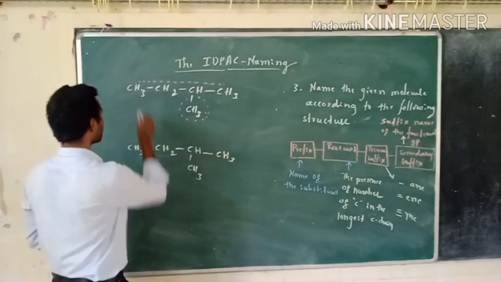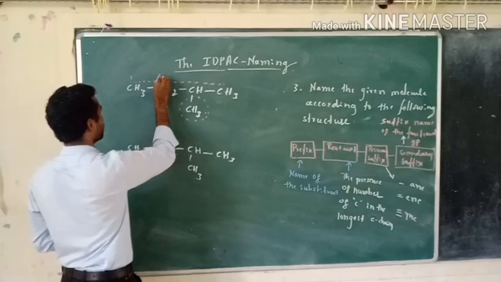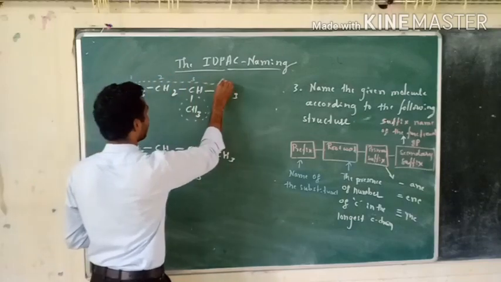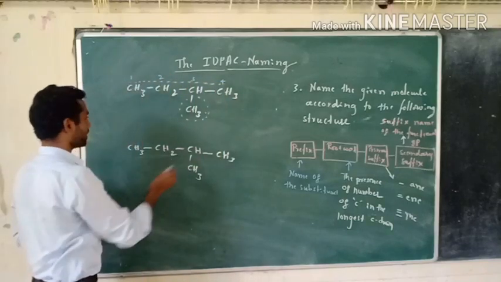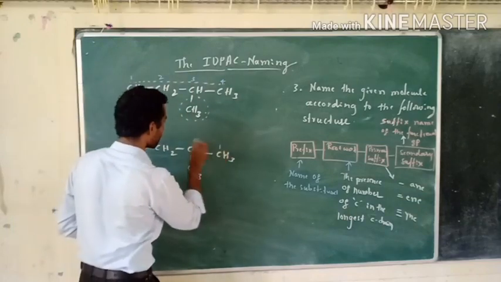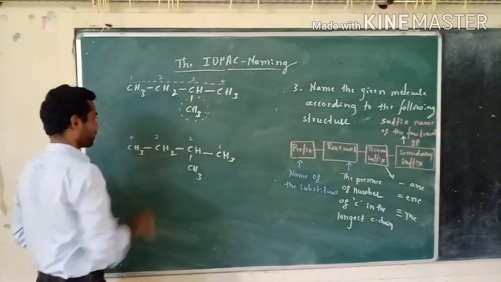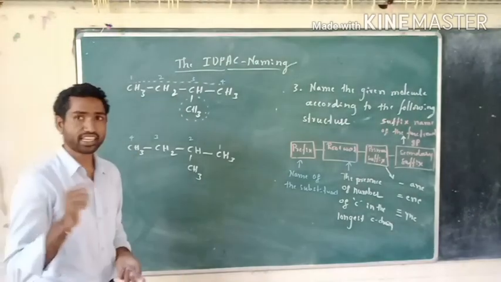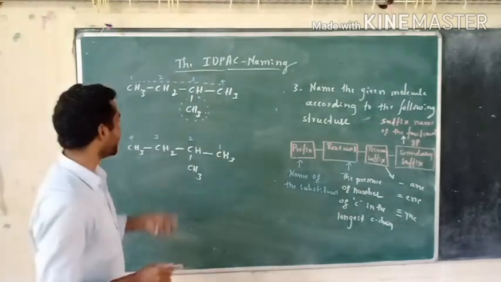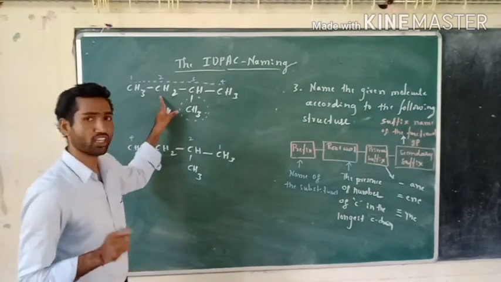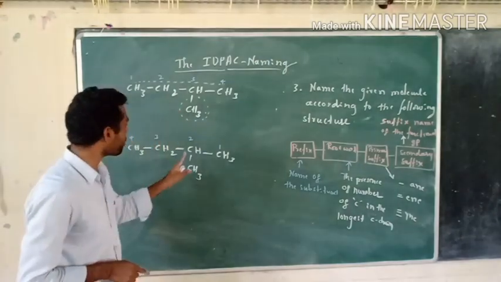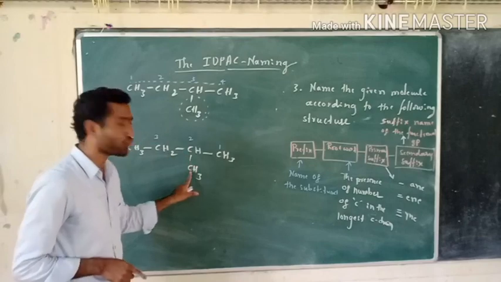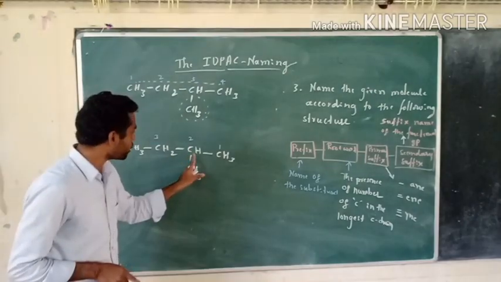So I can number this molecule from this side: 1, 2, 3, 4. Right. Another possibility is I can number the molecule from this side: 1, 2, 3, 4. So which one is right? What does the second rule say? Number the longest carbon chain in such a way that the least number should be given to the carbon bearing the substituent.